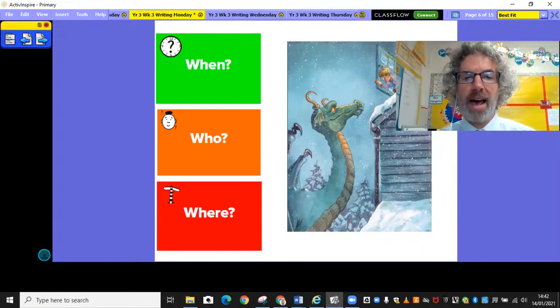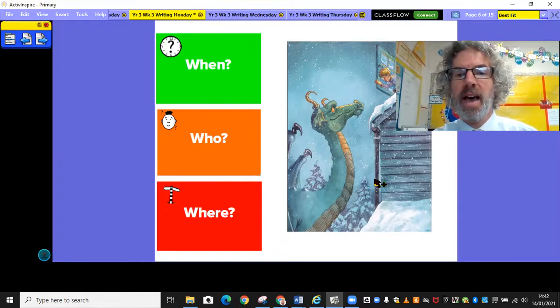And finally, where? What clues are there as to where this is set? Well, I can see a house and I can see some trees. So they're all contributing to answering that question, where? And those questions are all answered right at the beginning of the story, in the first 2 or 3 pages.